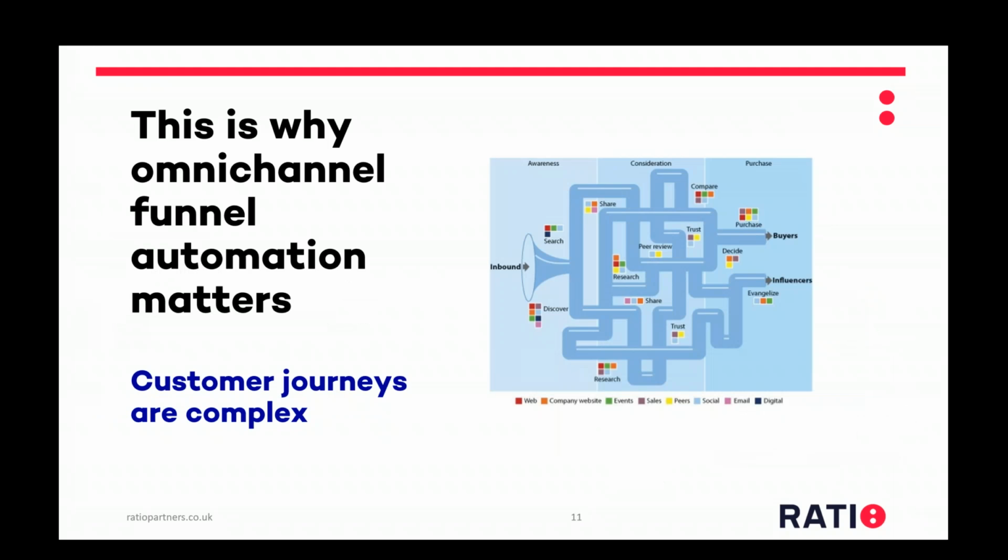But why bother? Why does omnichannel automation matter? Now, this is a quite well-known B2B funnel from Forrester Research, but it just serves to illustrate that customer journeys are complex. So the traditional approach to using automation has traditionally been around email, but it's also been quite a linear approach to setting up an automation plan, and it's basically send email day one, 7 days later send a follow-up, 14 days later send a follow-up. And that's obviously quite a linear experience.